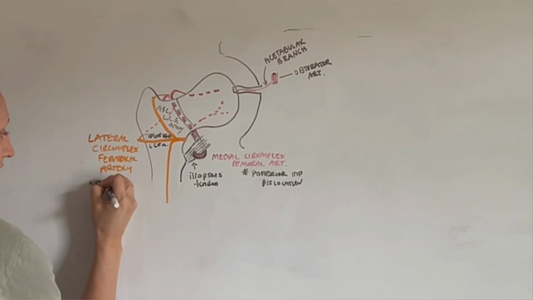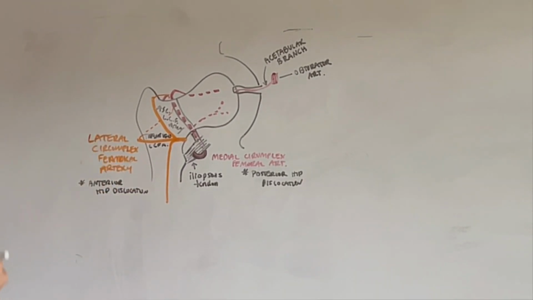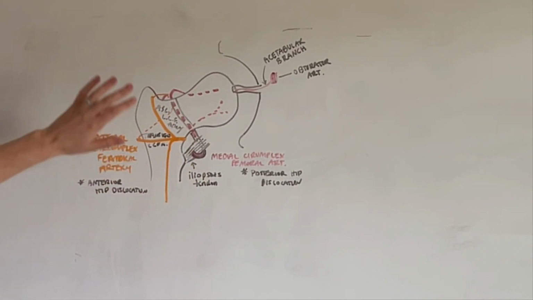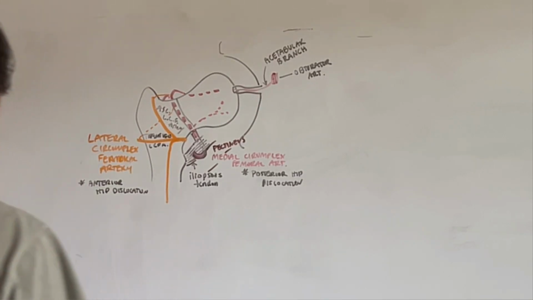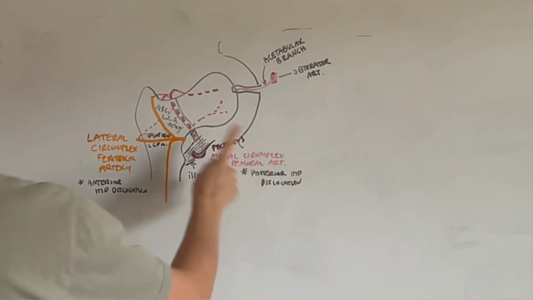So an anterior hip dislocation, very uncommon, would involve our lateral femoral circumflex artery because it's anterior to the femur head. Remember, I messed up earlier. I like to tell you when I mess up because I want you to know the truth.